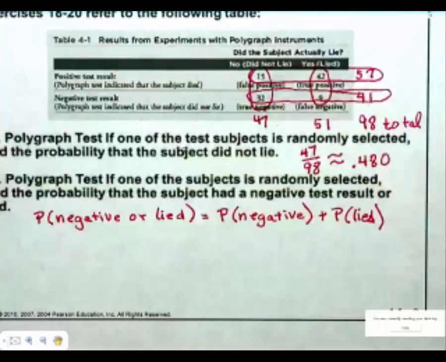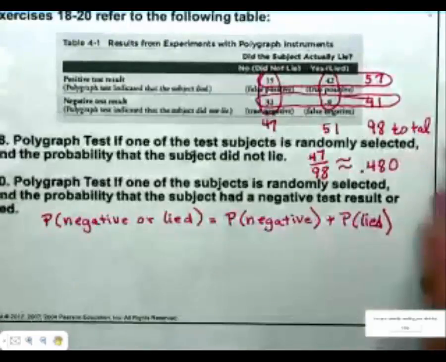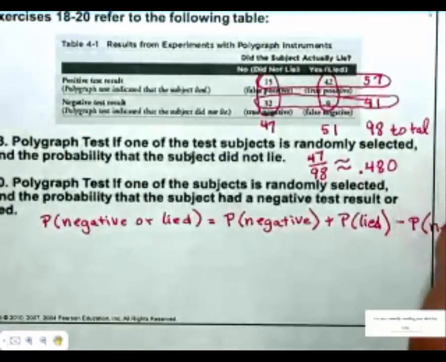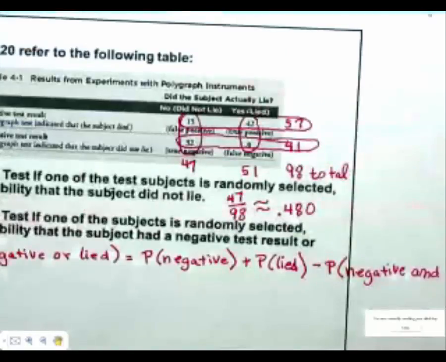There were folks that got counted twice. If I just add those probabilities, what about negative and lied? These 9 folks got counted twice because they were in this category, negative, and they were in that category, lied. So the formal addition rule, I'd have to subtract off the probability of those who were negative and lied. Subtract off the overlap. Now, I know there's a little bit faster way to do this, but I want you to understand both ways.